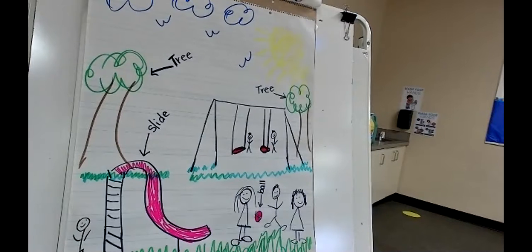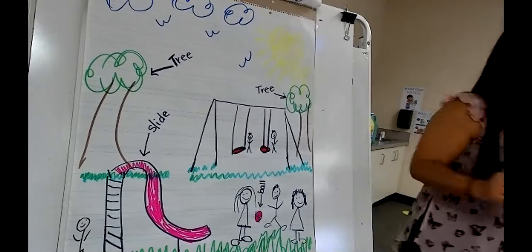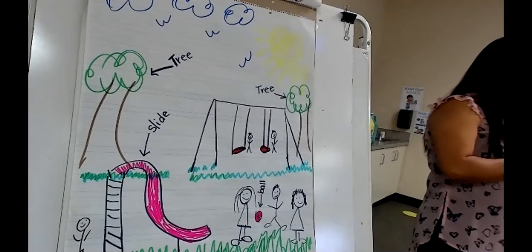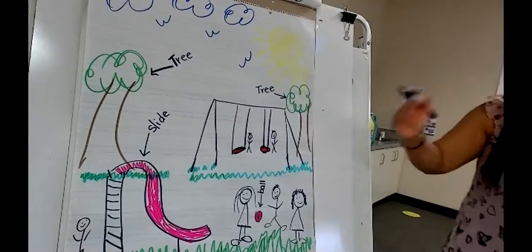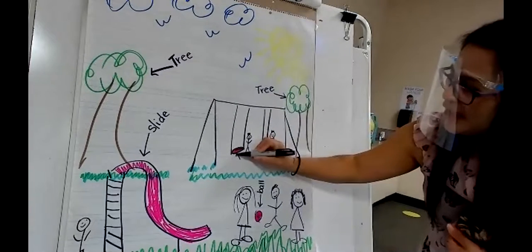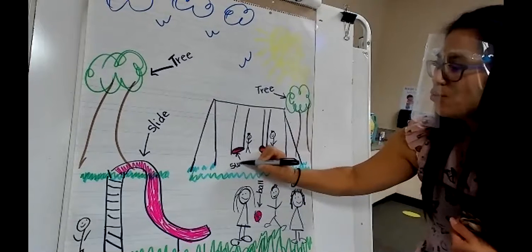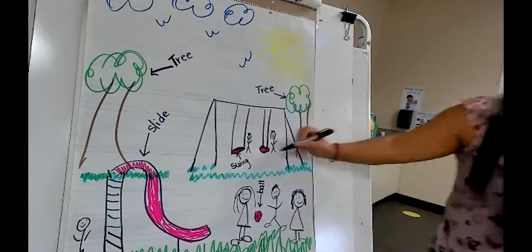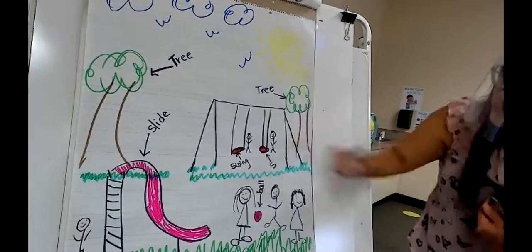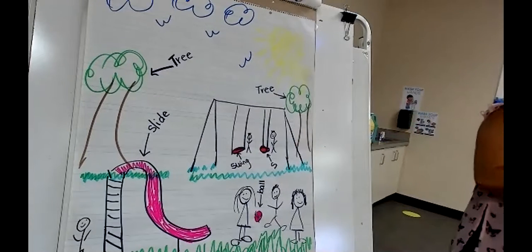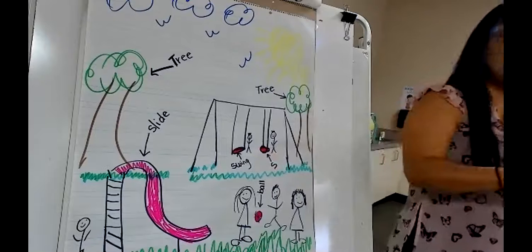How about Amelia? What do you see in my picture that we can add a label to? Swing. What is the beginning sound you hear to that? S. Yes. So we're gonna make an arrow and we're gonna put the swing word there for the S. I can just write the S because that's the beginning sound for swing.